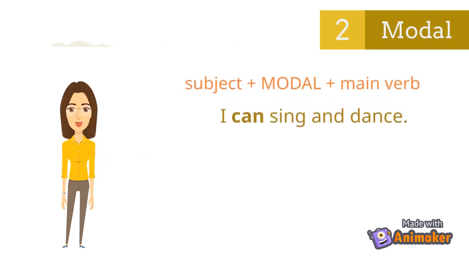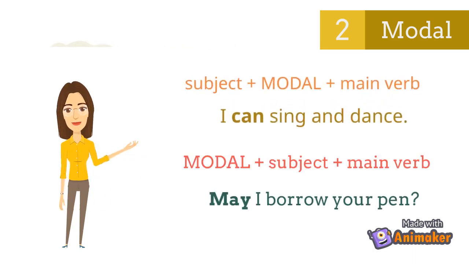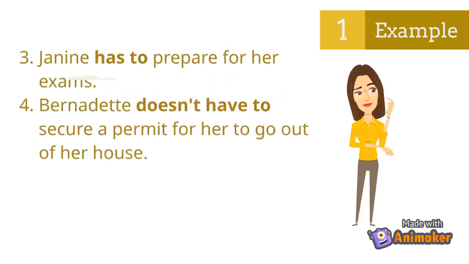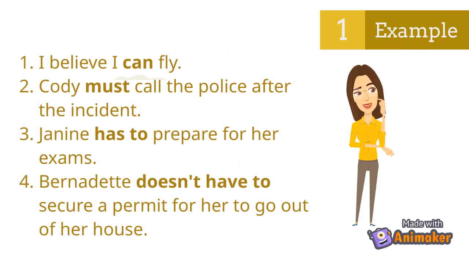Modal verbs always accompany the main form of another verb. They are usually found after the subject and before the main verb, or at the beginning of the sentence before the subject. Take a look at these examples. Can you spot the modals in each sentence?